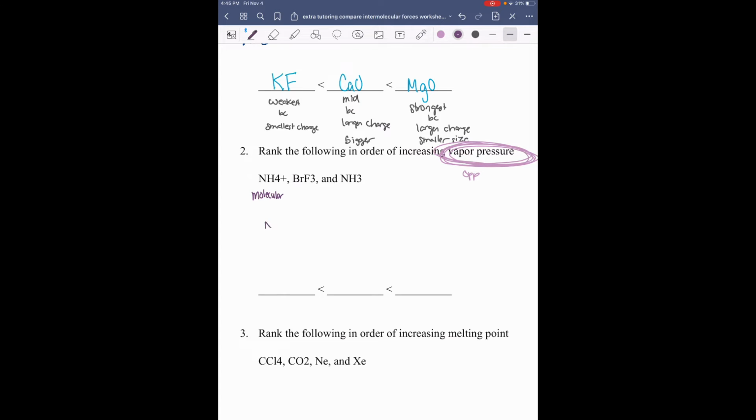So if I were to draw NH4 plus, it'd look like this, because this would give our nitrogen a formal charge of +1. That's where that positive comes from. So this is NH4, and that is non-polar because it's uniform. Then we have BrF3.